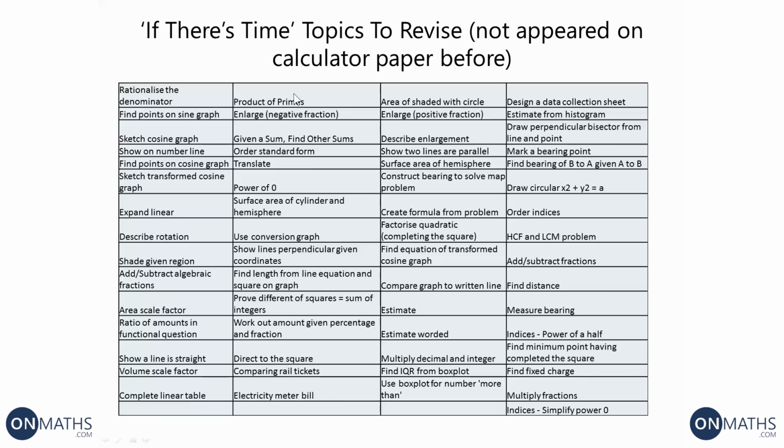Product of primes, that's normally a non-calculator question, but just remember the little tree with the numbers coming out of it. I don't see an estimation, obviously won't come up. That would be a non-calculator topic. And highest common factor problem, lowest common multiple problem did come up before, but those are non-calculator normally. So there might be a few there that you might want to glance over, but these ones here are very, very low priority.